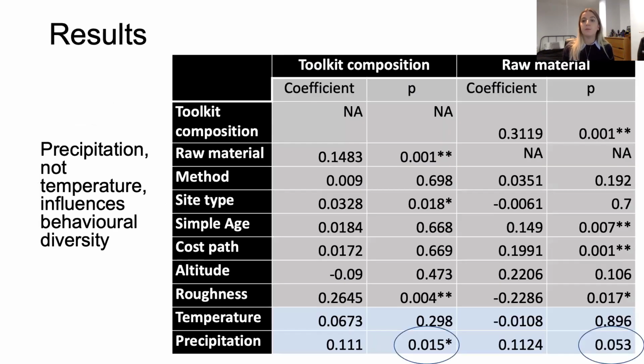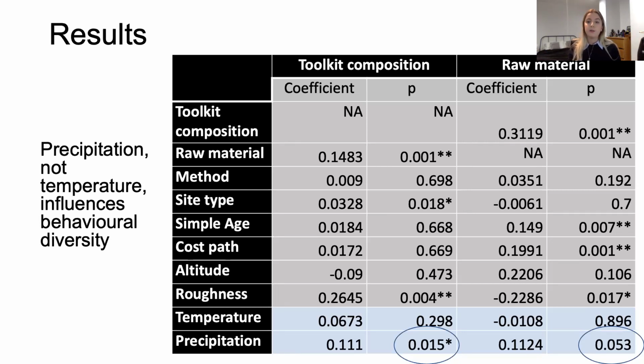Finally, to assess whether temperature and precipitation have an influence over the diversity seen in Eastern African Middle Stone Age toolkits, we performed some matrix correlations. These were done using a number of other variables which have been analysed in the original paper. However, here we have updated the climatic variables with the output from our analysis to represent the environments of each assemblage. We found that precipitation, but not temperature, has a statistically significant relationship with toolkit composition and an almost statistically significant relationship with raw material use.